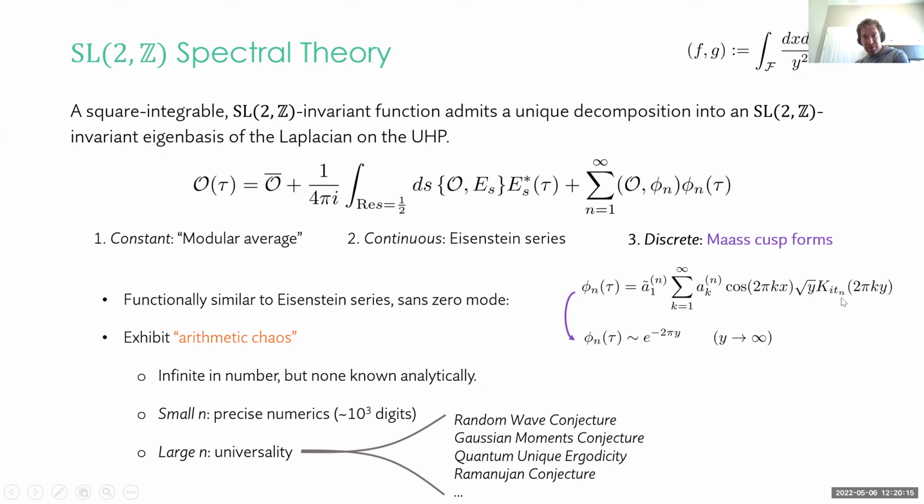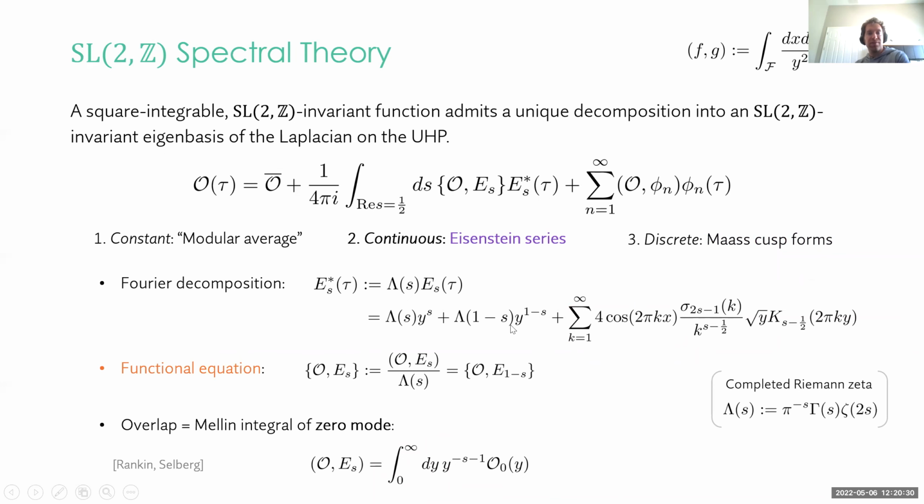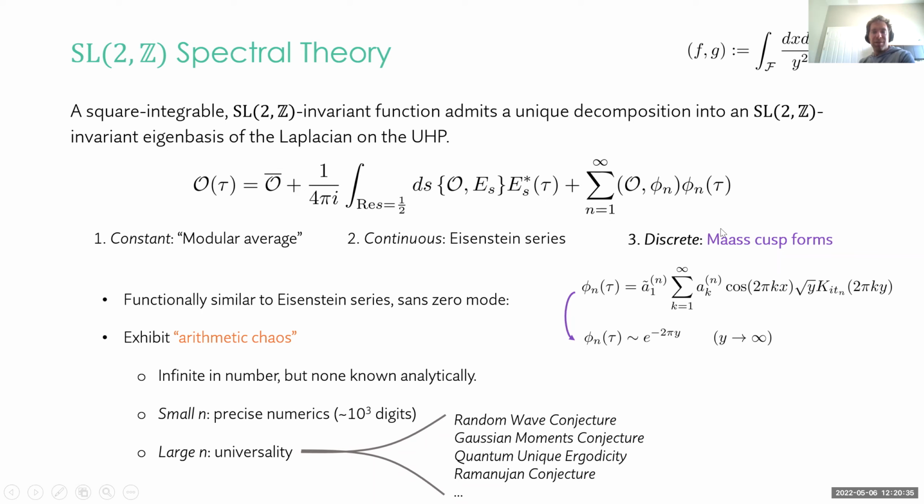Functionally, they have the same form. These are implicit Fourier coefficients a_k of n for the nth cusp form. And so because of the absence of a zero mode, this actually decays exponentially at the cusp at large y. Remember, the Eisensteins had this power law behavior, which diverged at large y. This index n, I should have said, just labels this discrete infinity of cusp forms.